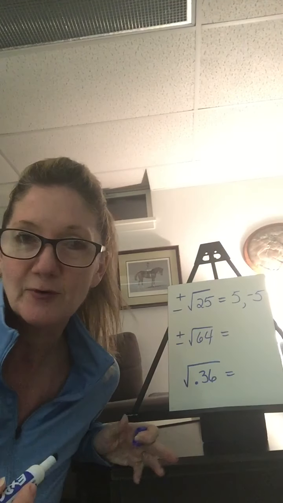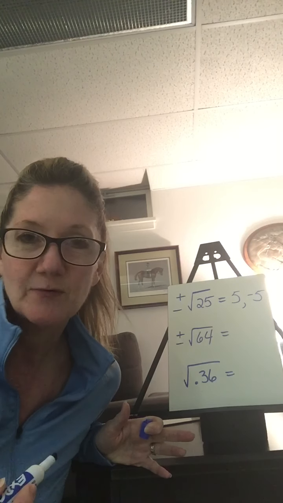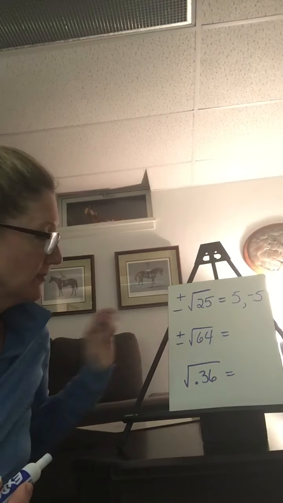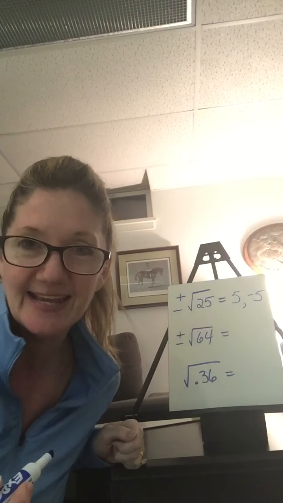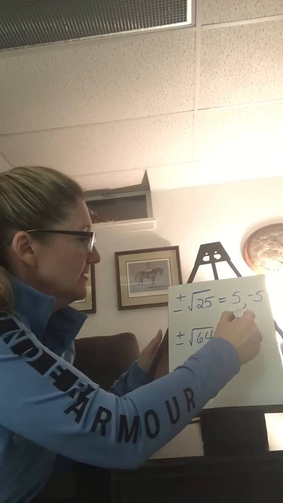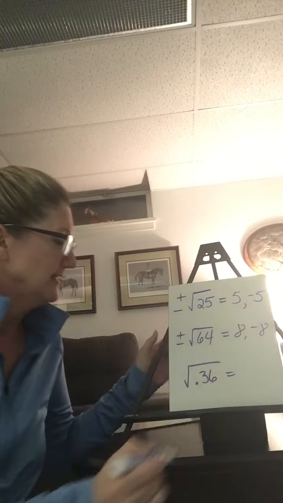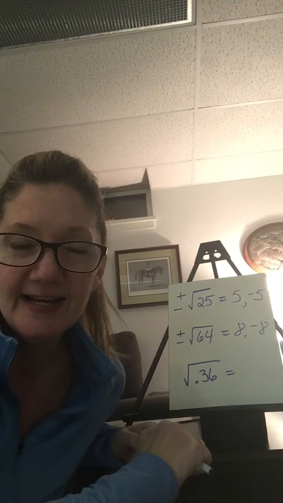Okay, you know that 64 is a perfect square. The square root of 64 is 8. If you have these two symbols out here, it means to give the positive and negative square roots of 64. So it's 8 and negative 8. And then this one should kind of get a little easier now.